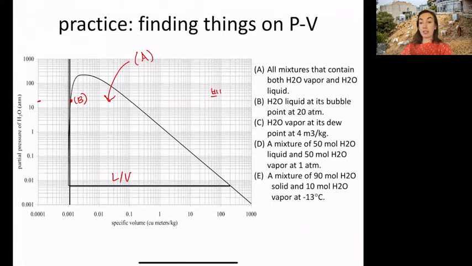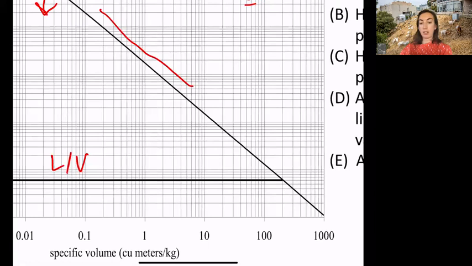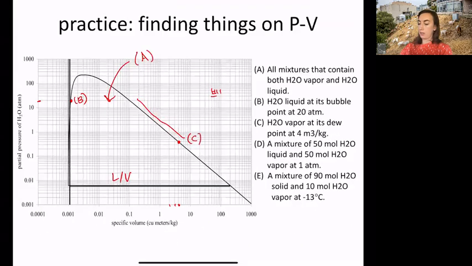Okay, so now part C is H2O vapor at its dew point at 4 meters cubed per kilogram. That is going to be somewhere along this line over here, which is where our vapor phase touches our vapor-liquid coexistence region. So along our x-axis, we're going to find 1, 2, 3, 4 meters cubed per kilogram. And we're going to follow that up. And where we hit our liquid vapor and vapor region line is where point C will be.